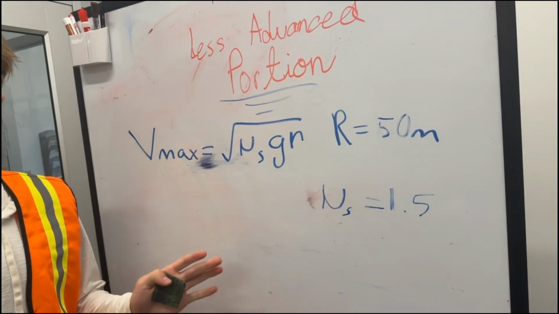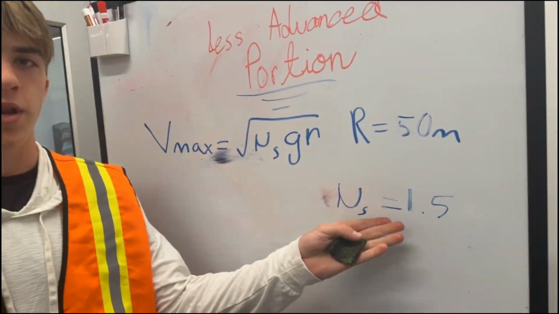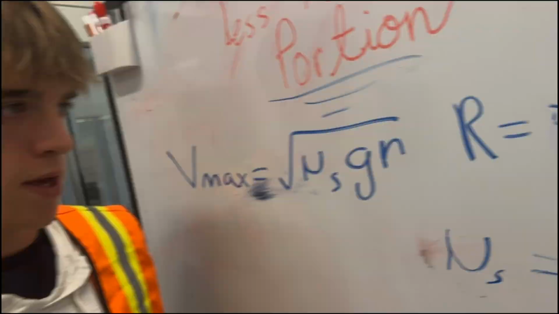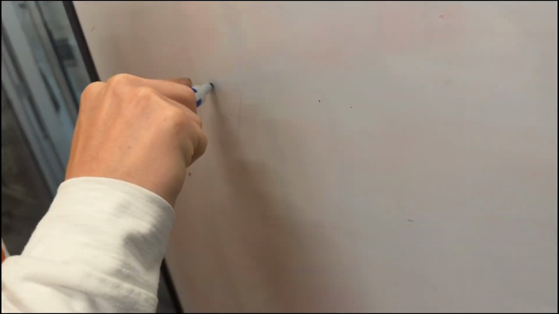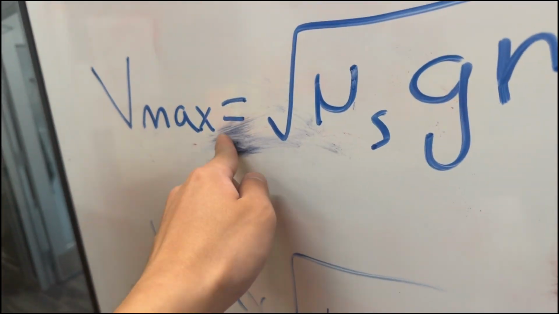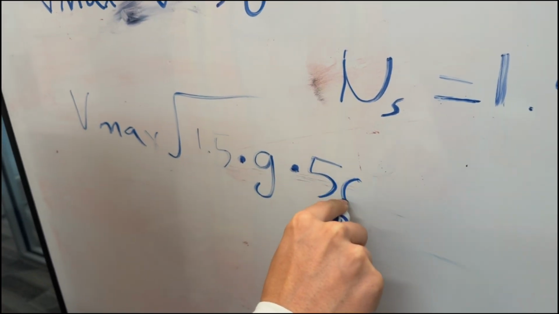Okay, now let's apply this to our real life scenario. For our F1 car with a static friction coefficient of 1.5 between its tires and the dry road, it's going around a turn with 50 meters of radius. So using those values, all we need to calculate the v max is the square root of 1.5 times g, which is 9.8, times 50 meters, which is the radius.